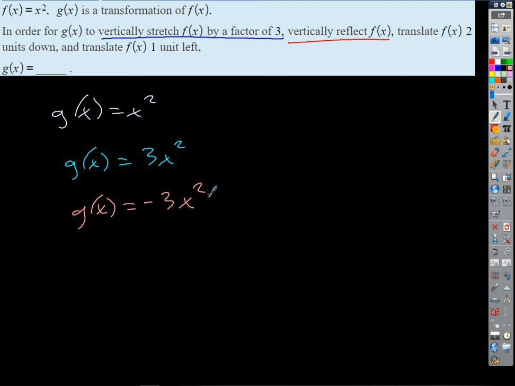Translate 2 units down, so I'm just gonna subtract 2, right? And 1 unit to the left, what's that gonna do? Where's that go? Inside, right? So that's inside the function, so I'm just replacing the x with an x plus 1. So the last step would be negative 3 times (x plus 1) squared minus 2. Okay? Make sense?